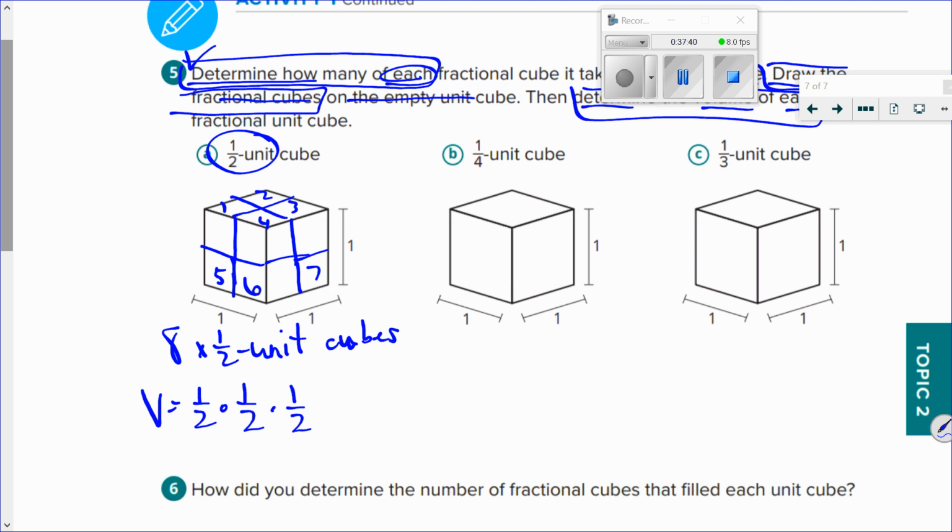It's cubed, they're all the same. So 1 times 1 times 1 is 1, 2 times 2 is 4, 4 times 2 is 8. They didn't tell me what the unit is, so I'll just use the basic of cubic units. Have I done all 3 parts that I was required to do?